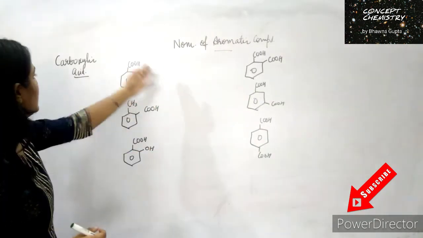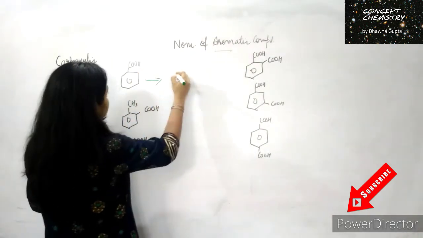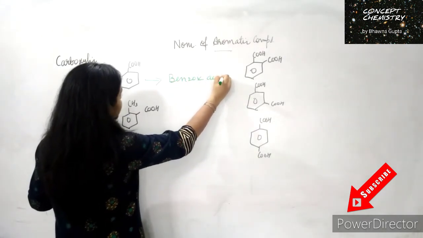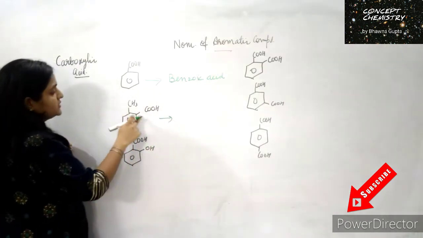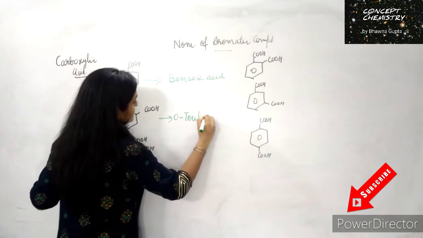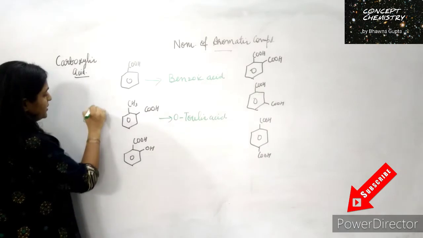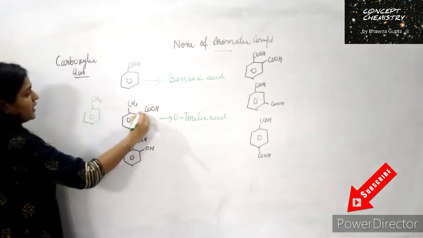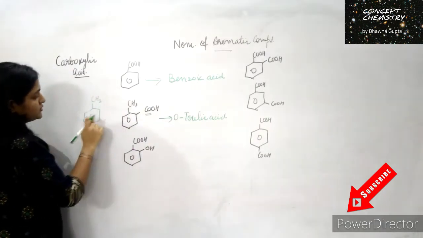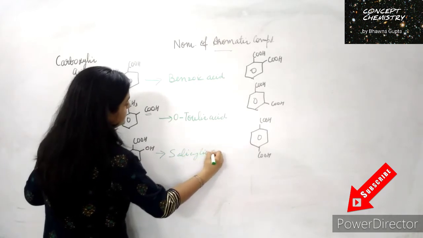Nomenclature of aromatic compounds of carboxylic acid. So what do we have here? This is benzoic acid. Very easy. As compared to this, this is the ortho position, so ortho-toluic acid, because this is toluene. At this position we have a carboxylic acid, so this is toluic acid, and this is known as salicylic acid.